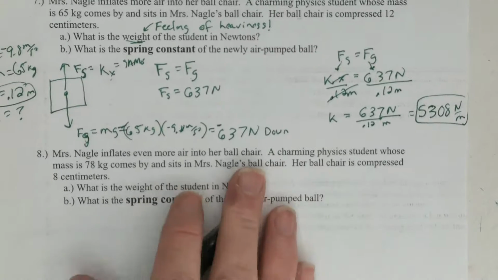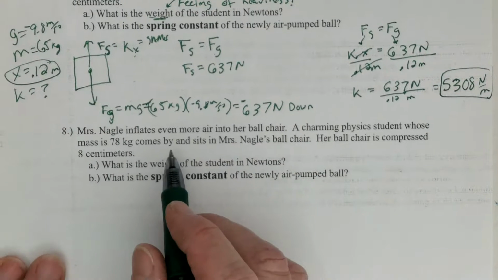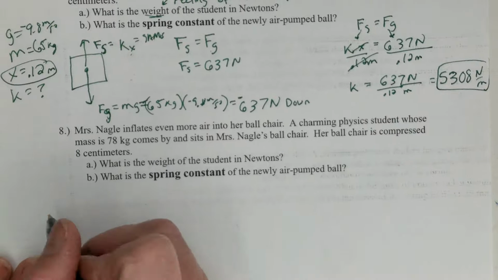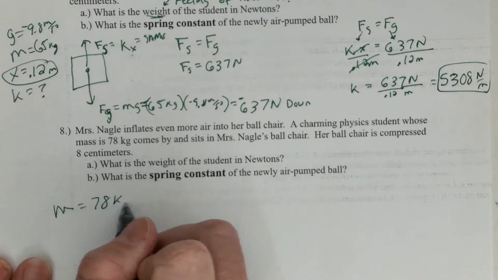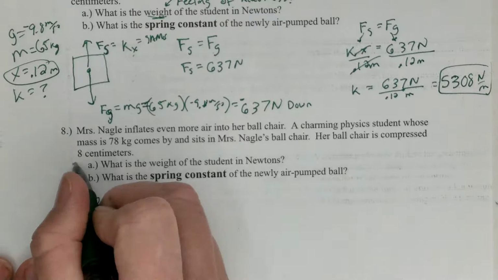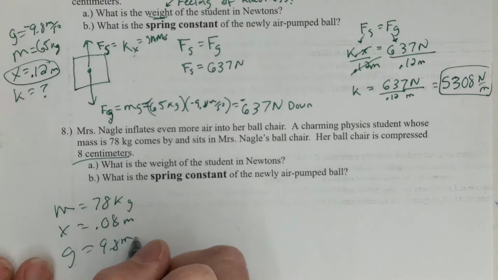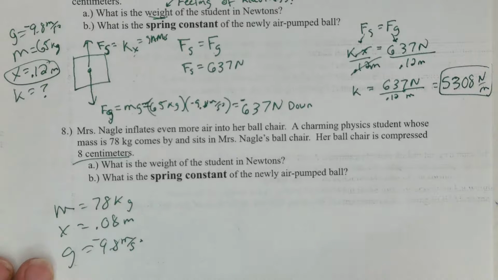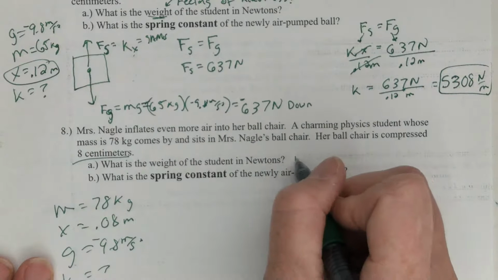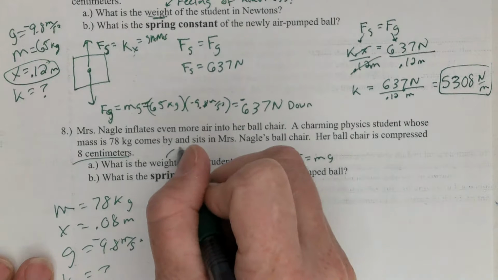Gotta do the same thing for number 8. Charming physics student, 78 kilograms. So I'm going to do my mass, 78 kilograms. Compression, 0.08 meters. That's the 8 centimeters. What else do we know? We know gravity, 9.8 meters per second squared, technically negative. K, we don't know; we're looking for it. First of all, what's the weight of the student in newtons? Weight is the feeling of heaviness.